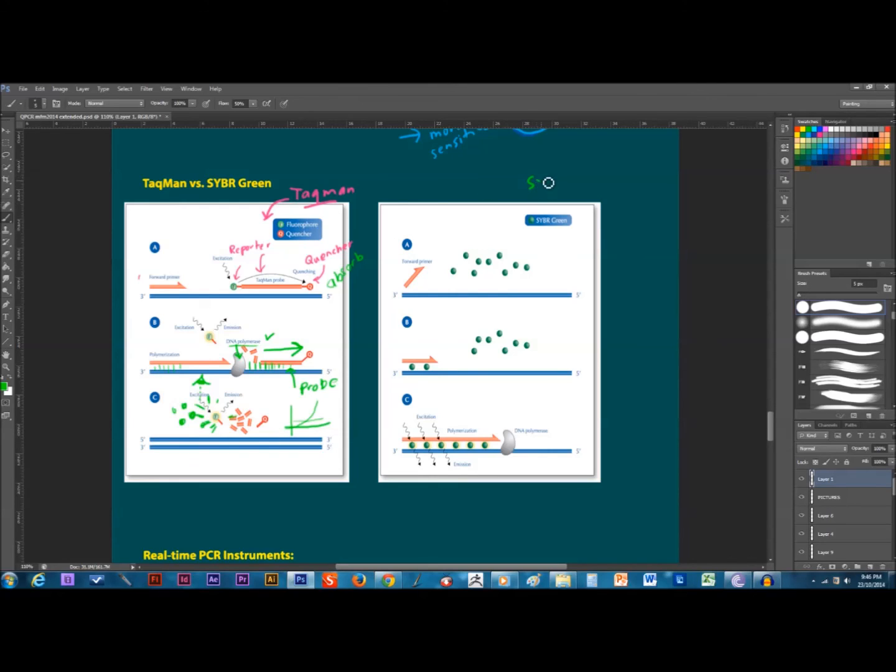Okay, SYBR Green. In SYBR Green, freely floating SYBR Green has low energy.